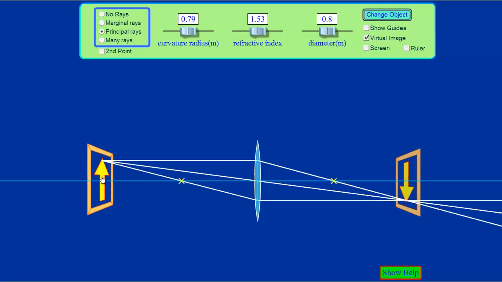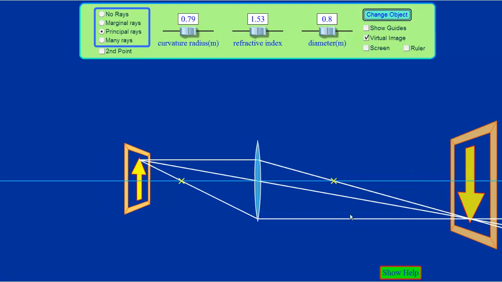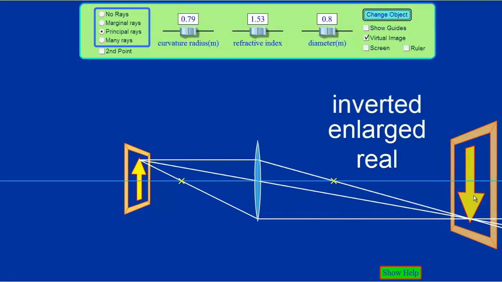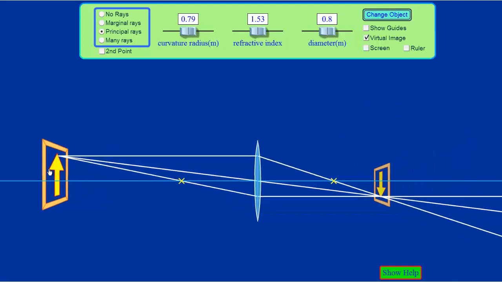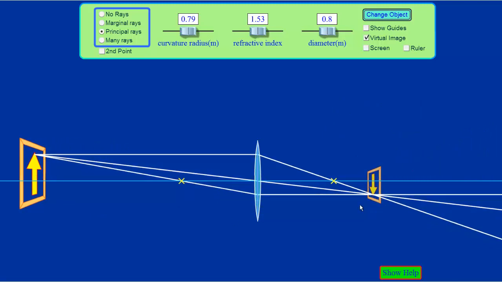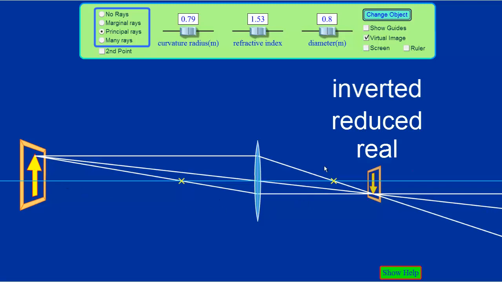Now, if I take this object of mine and move it around, right here we said we had an inverted, enlarged, real image. If I keep moving it further out, say out to here, what you can see is that it's still inverted, it's still real, but now it's a reduced image. This is smaller than the object image, and we call that reduced.